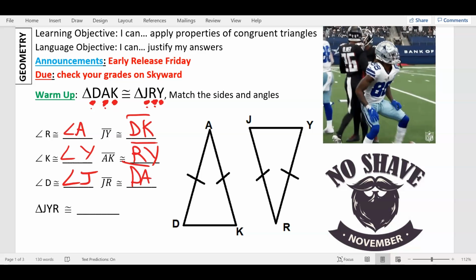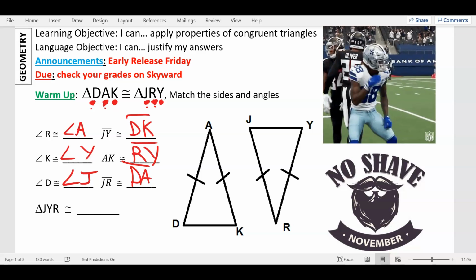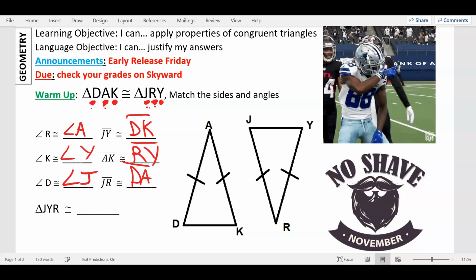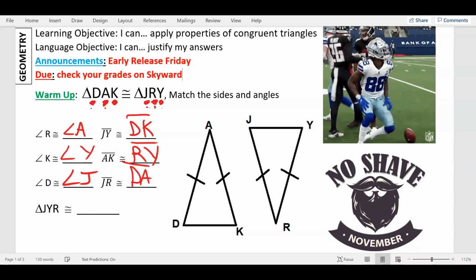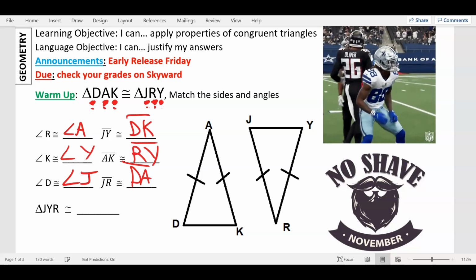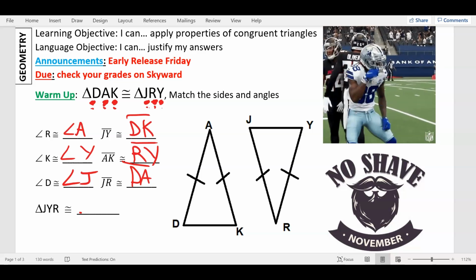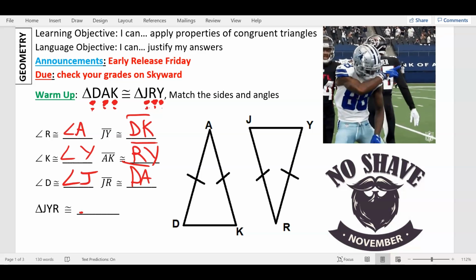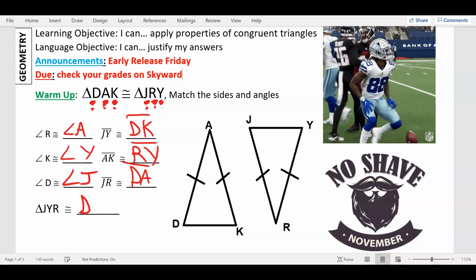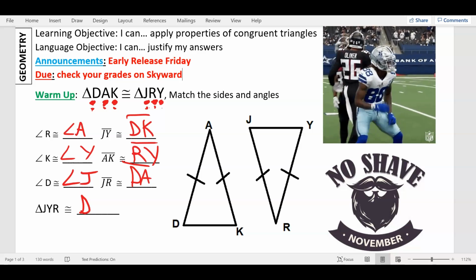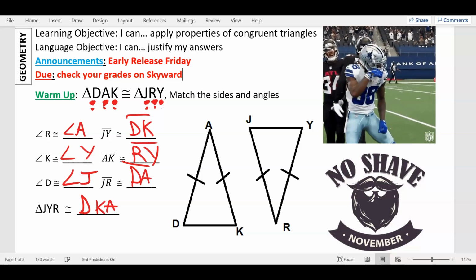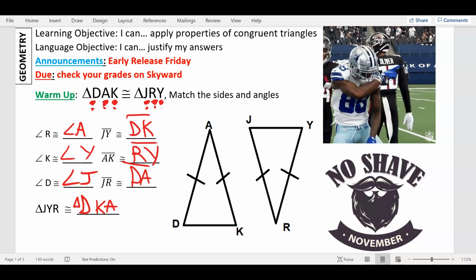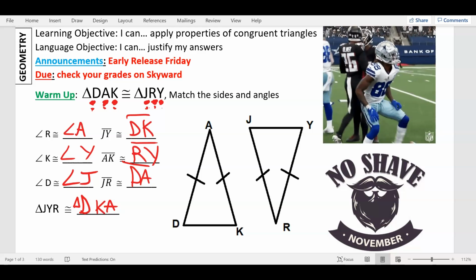Okay. Now, last one, the whole triangle JYR. So that's first, last, middle is going to be first, last, middle. What's going to be? So J is the first letter. The first letter over here is D. DKA is correct. Very good. And don't forget to put a little triangle in front. Okay. Notation matters as well. So make sure your notation matches what they're asking you.